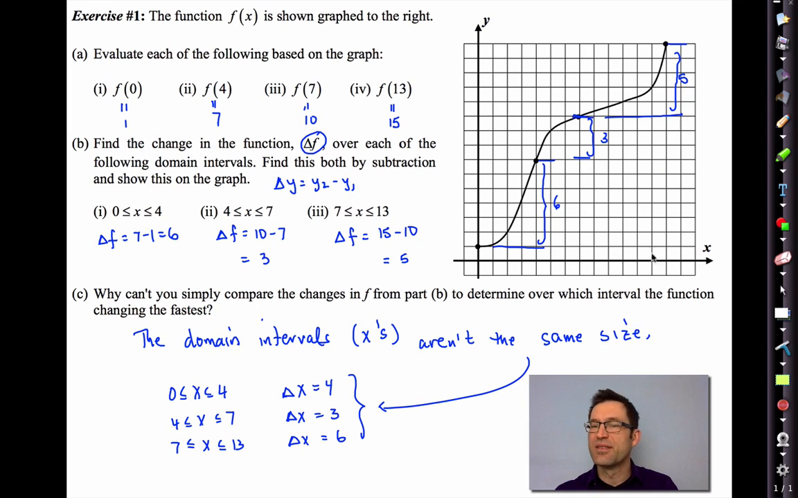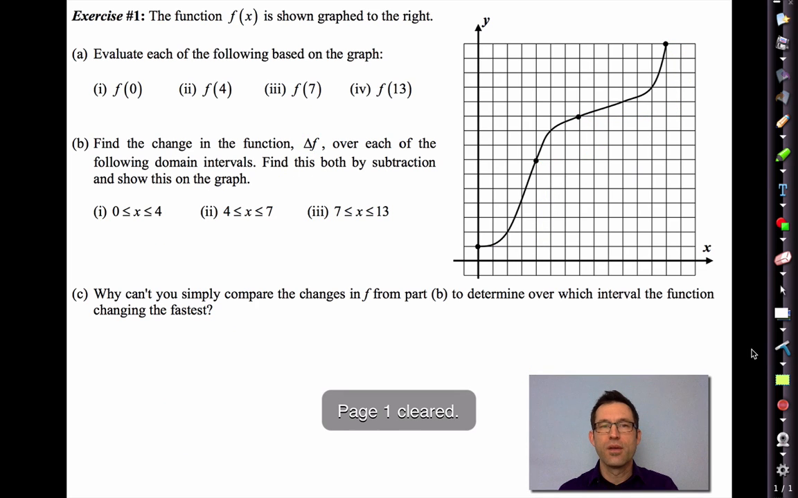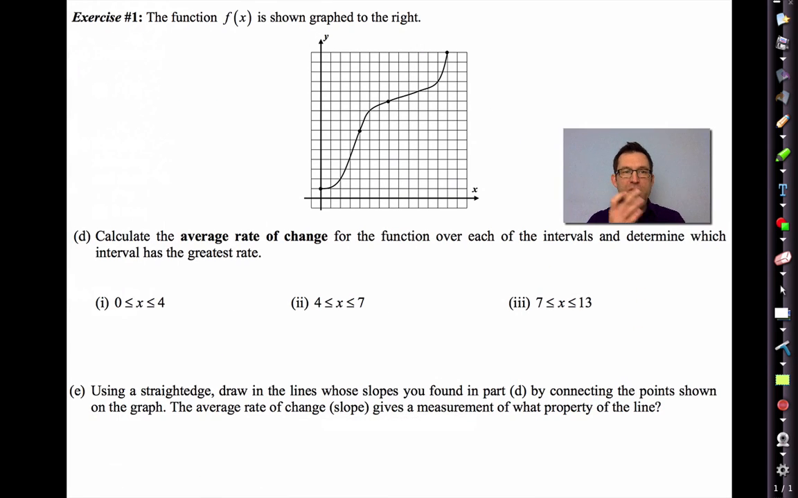All right, let's clear it out. So now let's talk about average rate of change. Average rate of change is always the change in the function's value divided by the change in the input's values. What that does is it gives us a ratio that compares how fast the two are changing.